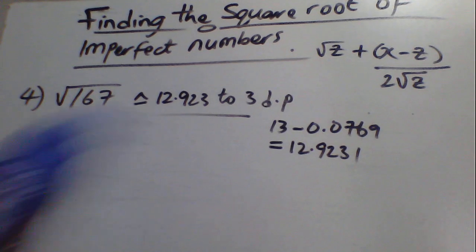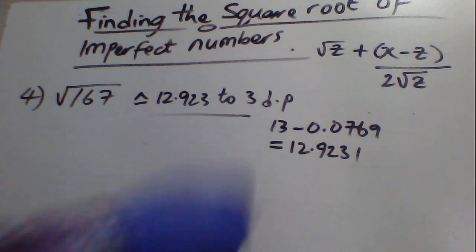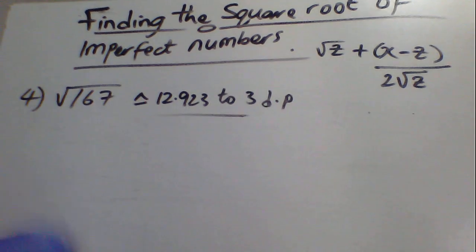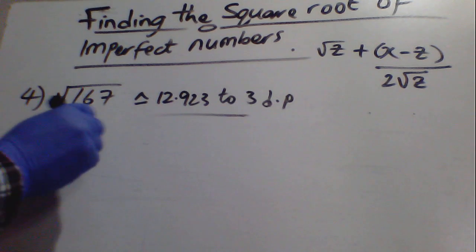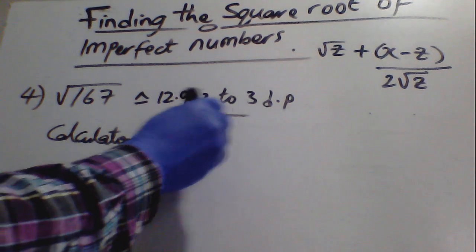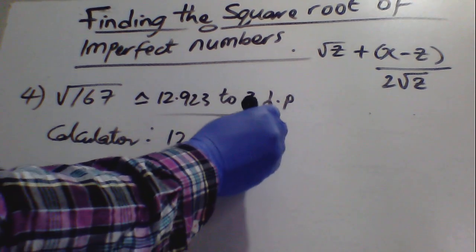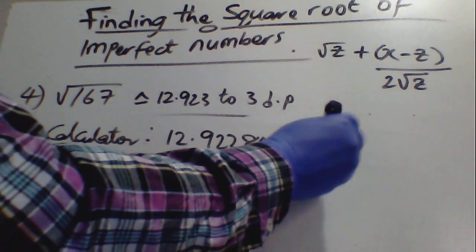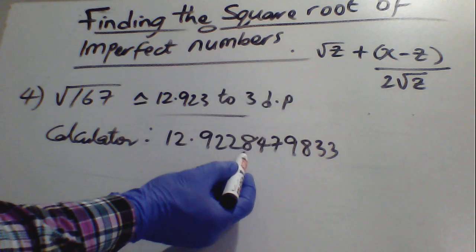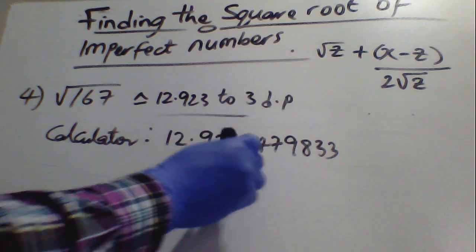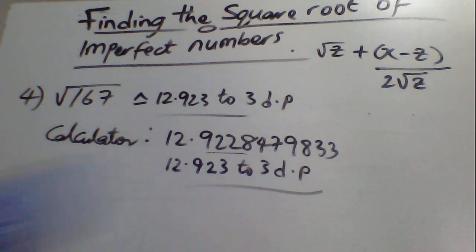You can confirm it with your calculator that the square root of 167 is, from the calculator, 12.9228479833. So if you do it to 3 decimal places, from here you have 12.923 to 3 decimal places.